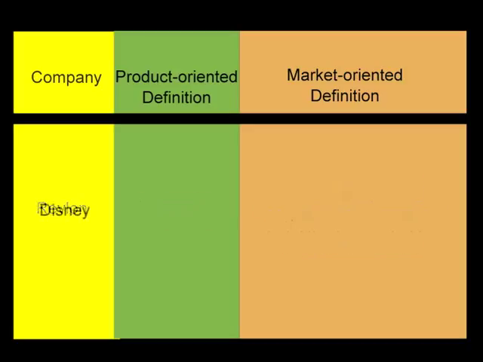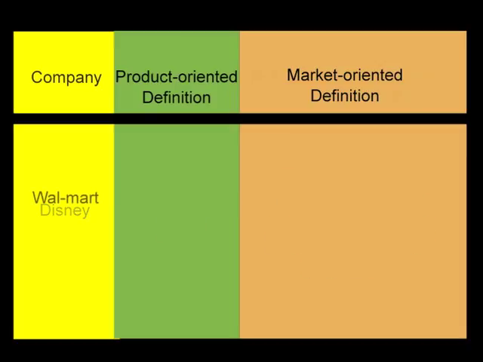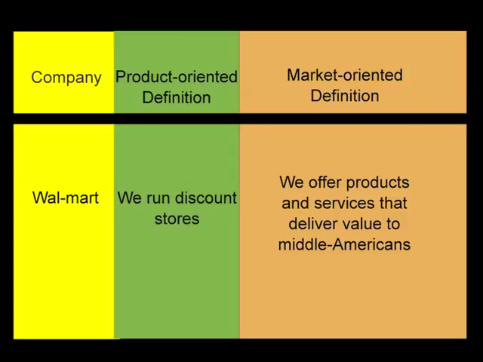And another company, Disney, whose product oriented definition is we run theme parks, and the market oriented definition of the company is we provide fantasies and entertainment, a place where America still works the way it is supposed to. And another company, Walmart, whose product oriented definition is we run discount stores, and on the other hand this company's market oriented definition is we offer products and services that deliver value to middle Americans.